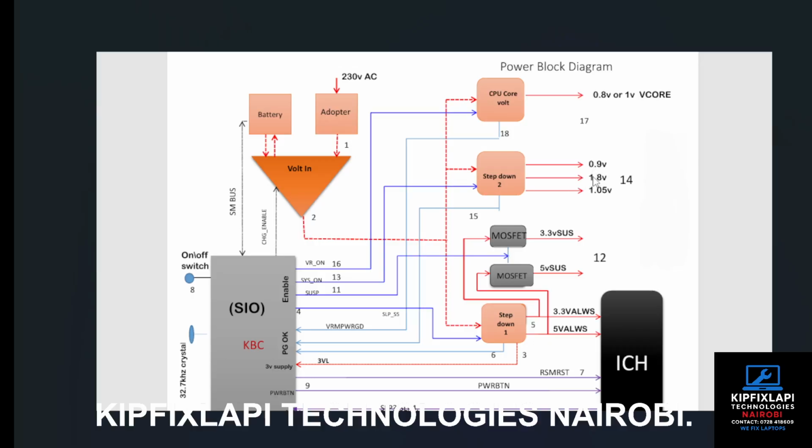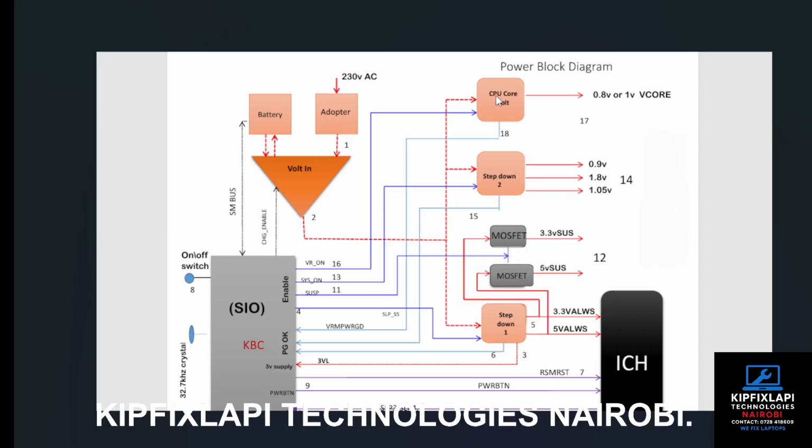For DDR5 or PC5, we will have 1.1 voltage here, and then here we will have 0.55 voltage. So I will not go into details about this because I had already prepared a video explaining the RAM voltages. Then let's have a look at this other step down voltage line.